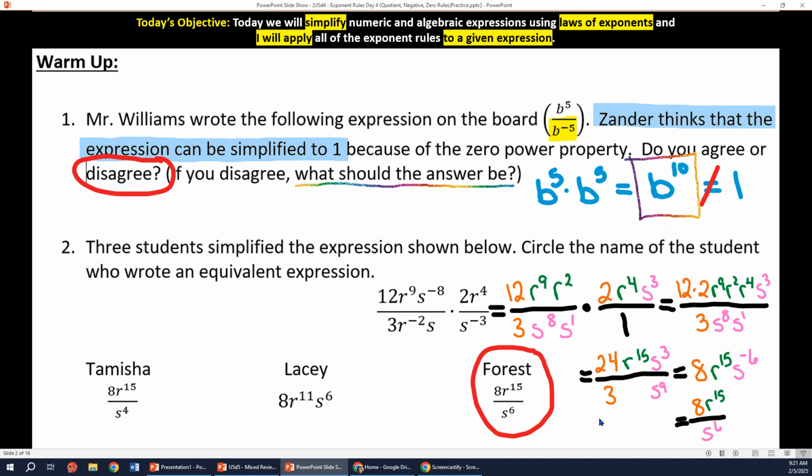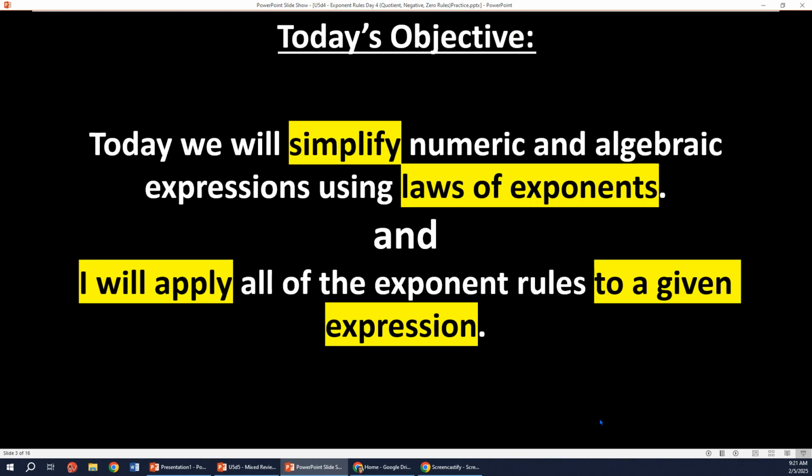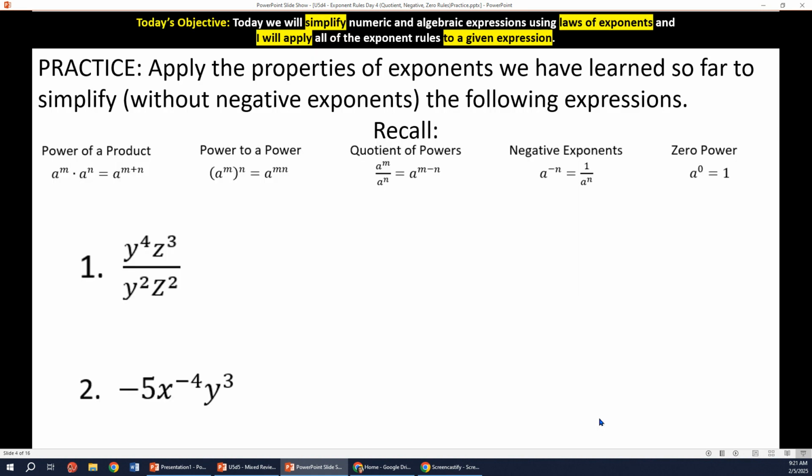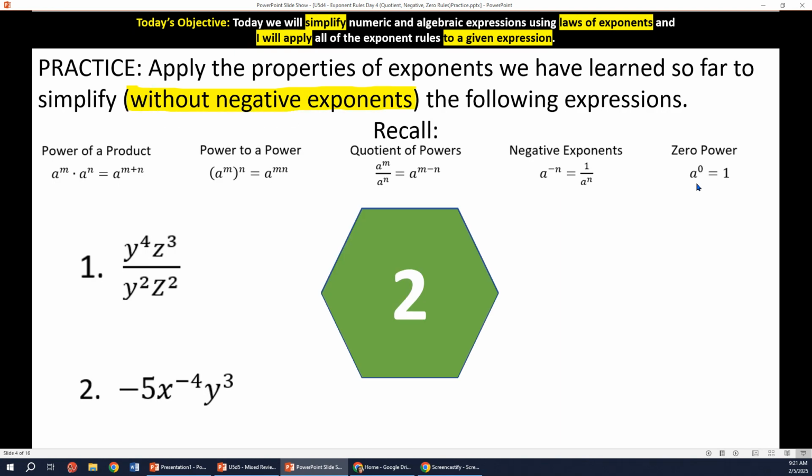All right, let's look at today's objective. Today we're going to simplify numeric and algebraic expressions using laws of exponents, and we will apply all of the exponent rules to a given expression. So we're going to practice applying the properties of exponents we've learned so far to simplify without negative exponents. We are going to apply the power of a product rule, power to a power rule, quotient rule, negative rule, and zero rule. So when I start with number 1, oh, sorry, I'm going to give you 2 minutes to work on that.